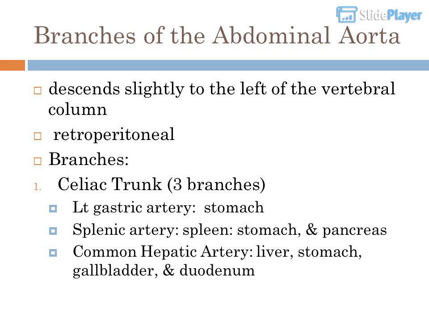Branches of the abdominal aorta. It descends slightly to the left of the vertebral column. Retroperitoneal. Branches: celiac trunk, three branches. Left gastric artery, stomach. Splenic artery, spleen, stomach, and pancreas. Common hepatic artery, liver, stomach, gallbladder, and duodenum.